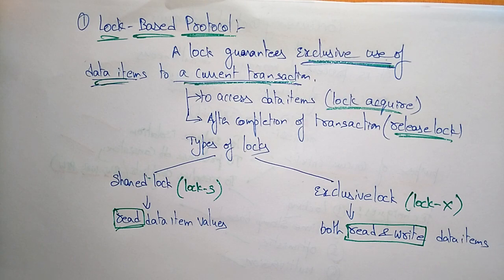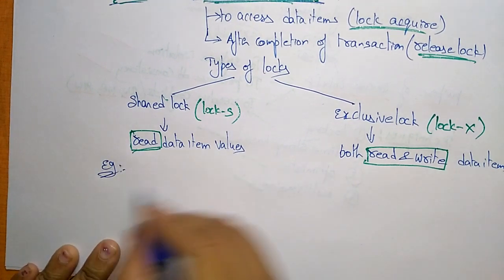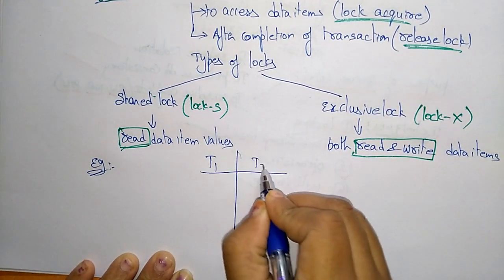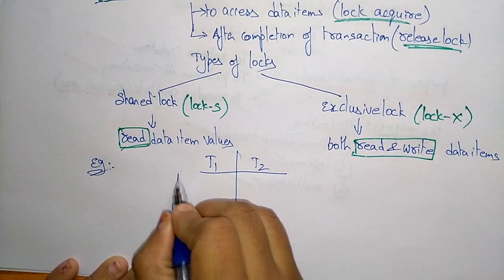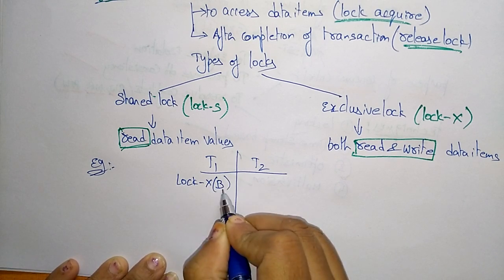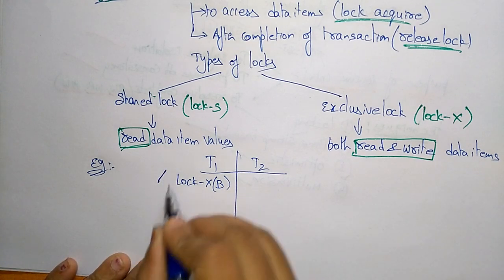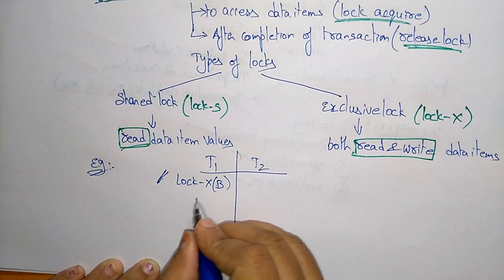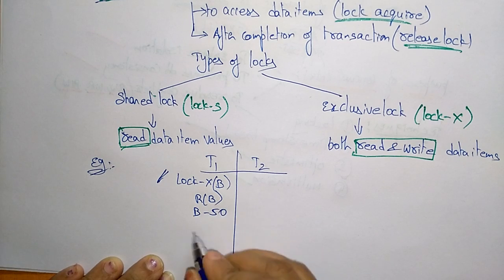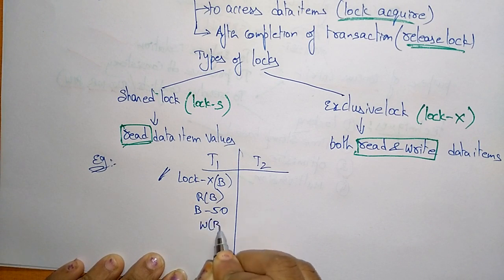So let us see an example of how the lock will work. Example of lock based protocol. Let us take two transactions, T1 and T2. First, which lock are we taking? Exclusive lock. Whenever you take X, you can perform both read and write operations, so lock X(B). Now the data item is locked. First read B. After that, B minus 50. You are deducting 50 from the B account. And then write B.